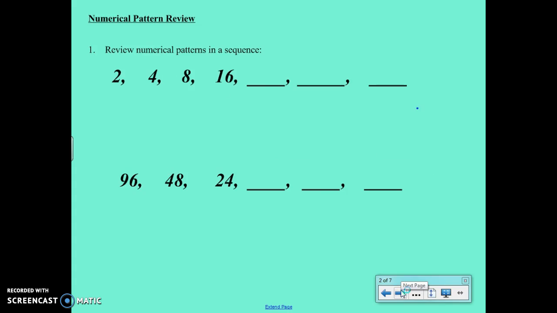In this lesson, you will learn how to solve pattern word problems by using a table in real-world situations. First, we're going to review numerical patterns in a sequence. So let's look at the first pattern.